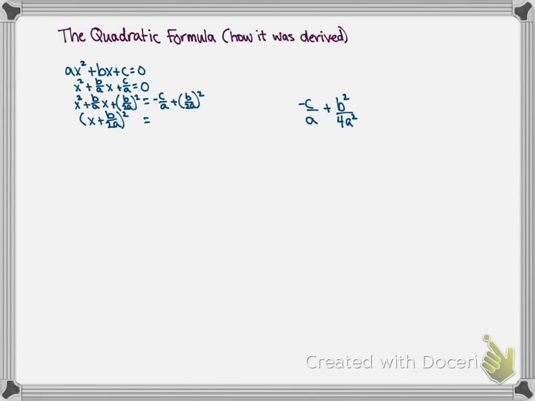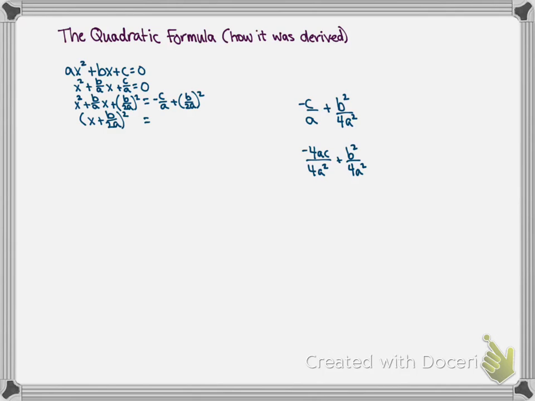Okay, so now I need to simplify negative c over a plus b squared over 4a squared. In order to add fractions, I need a common denominator. It's going to be 4a squared. A times what is 4a squared? 4a. So I need to multiply my numerator by 4a. 4a times negative c is negative 4ac. That's over my common denominator, 4a squared, plus b squared over 4a squared.